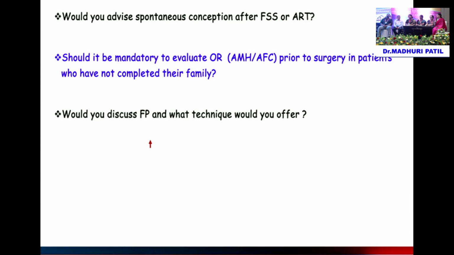You're not looking to delay conception in these patients, because ultimately at some point, if they have a recurrence, you'll have to take out everything. So would you discuss at that stage fertility preservation and the various techniques what you could offer to her?